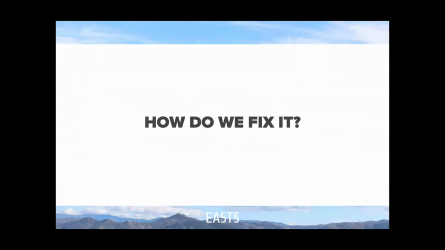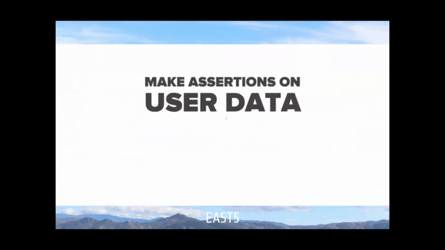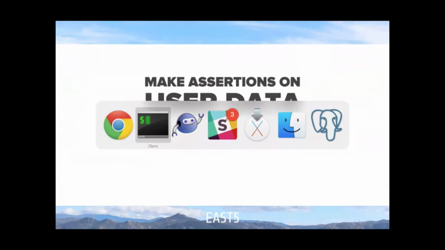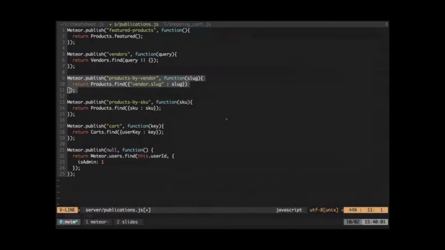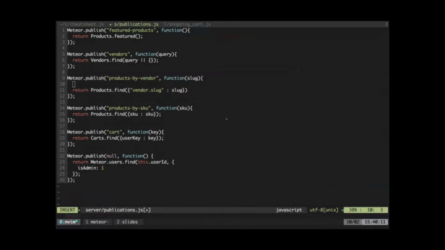Well, the good news is that fixing NoSQL injection is actually incredibly easy. All you have to do is make assertions on what your data should look like, so what your user-provided data should look like. So if you remember back to the first example, we subscribed to this products by vendor publication, and we passed in a slug. And the first thing we saw was that the application always assumes that slug is a string, right? And we ran into trouble because the malicious user passed in an object instead of a string.